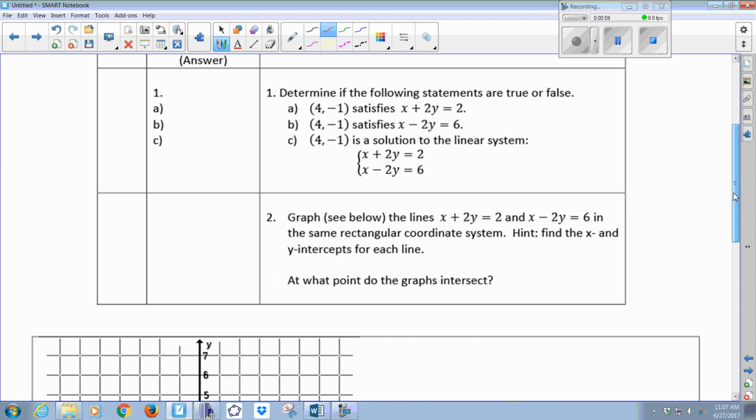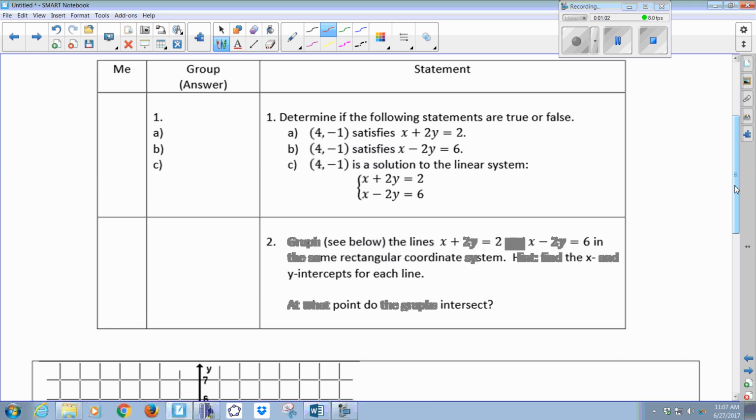The first question asks us to determine if the following statements are true or false. Notice 1A gives us the ordered pair (4, -1), and 4 is going to represent our variable x in this case, and -1 will represent our variable y. We're asking, does that ordered pair satisfy this equation? Now notice this equation is different than what we've looked at so far because it has two variables in it. It's a linear equation because you don't see any exponents higher than 1, and we call it a linear equation in two variables. So what do we mean by does it satisfy this equation?